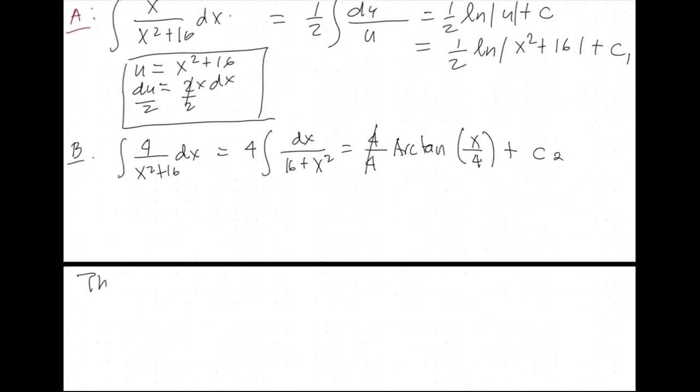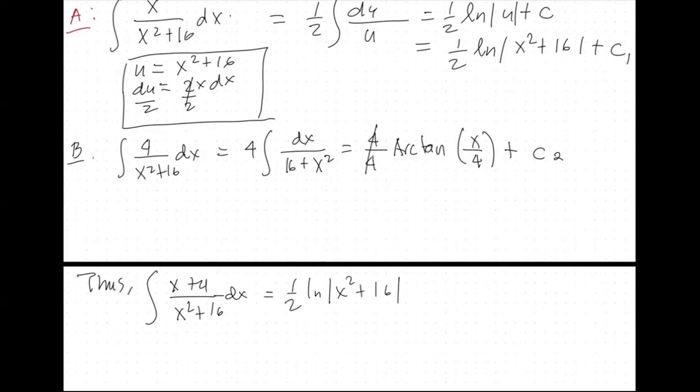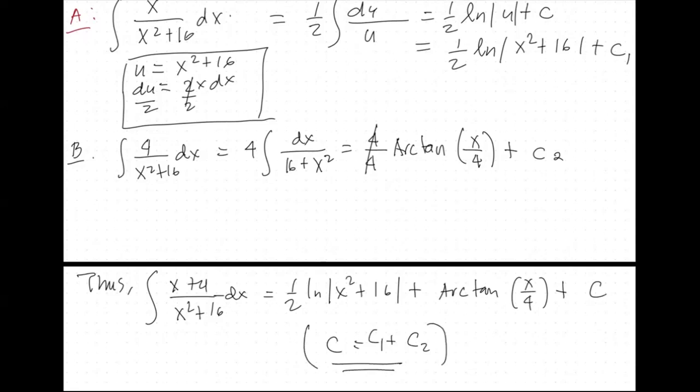The final answer is the following. The integral of x plus 4 over x squared plus 16 with respect to x is just 1/2 ln of x squared plus 16 plus arctan of x over 4 plus c, where c of course is c1 plus c2. Of course, sometimes you tend to forget this, but it's okay. But as long as there's a plus, some constant of integration, c. Okay. That's all for my prepared examples here.